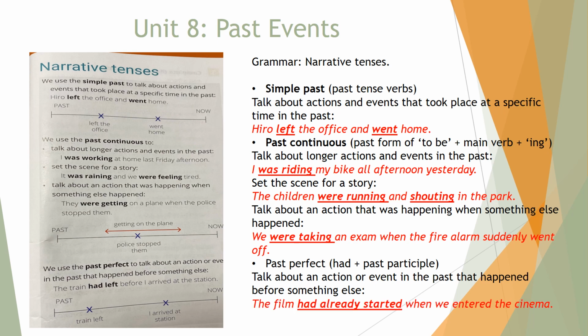The film had already started when we entered the cinema. Okay, so the film starting is related to me entering the cinema. And the book's example, the train had left before I arrived at the station. So basically he missed his train. Right, so we've got 3 forms of the past tense: simple past, past continuous, past perfect. That's what we're going to use to tell stories from our life.